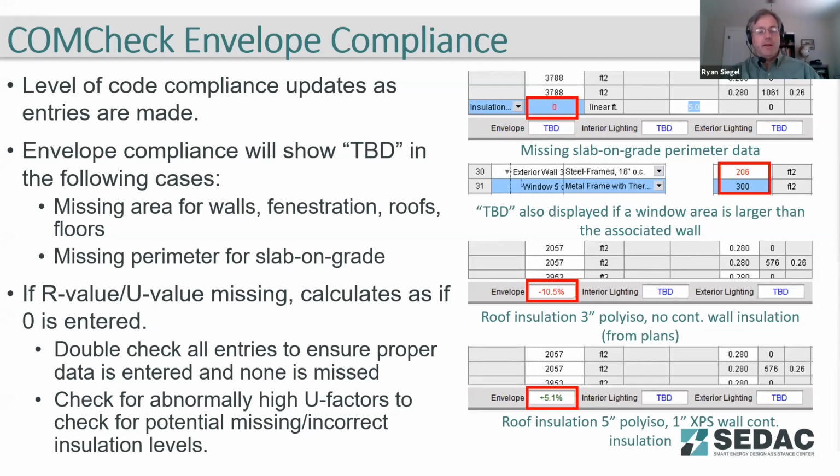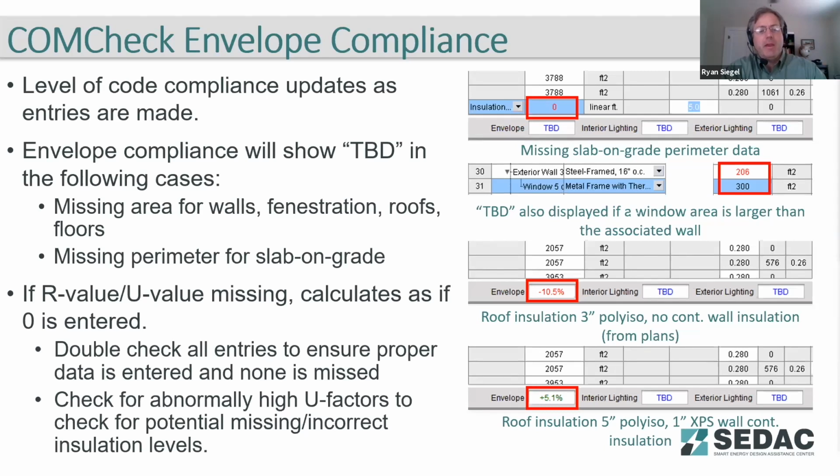Something that we see here is as you're going through your compliance check, the software will go ahead and update the compliance percentages as you are making updates and making entries. One way that this can be beneficial is if you put in an input that you believe is better than as specified in code, and the compliance gets worse, then you may need to go back and double check. Perhaps the input was placed in the wrong spot, or perhaps a decimal point was in the wrong spot.